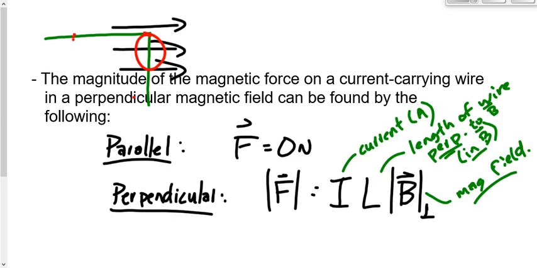So if you want to find the direction, use the hand rule for deflection. If you want to find the magnitude, then let's use ILB. That is if they're perpendicular. If they're parallel, don't worry about it. If they're not perpendicular or parallel, well, then you're in your first year university, and we'll let your professor teach you about that. It's not actually all that hard, but we don't have to do it, so we won't. All right?